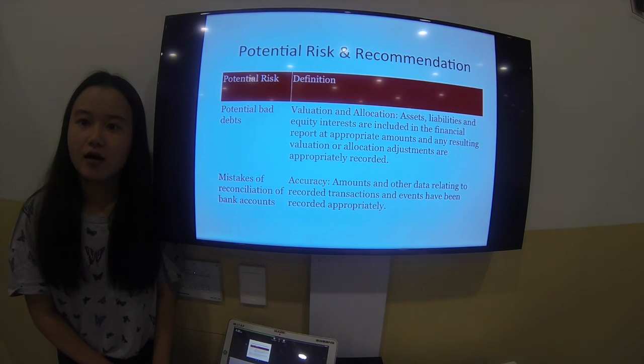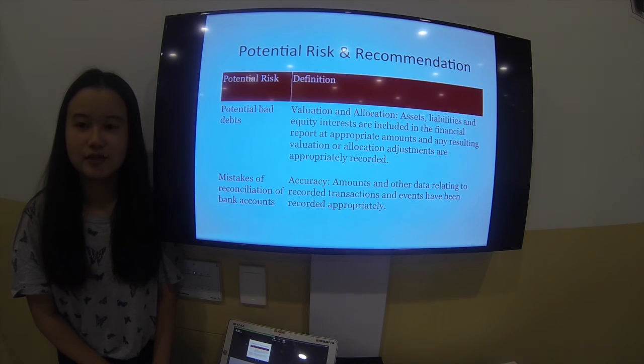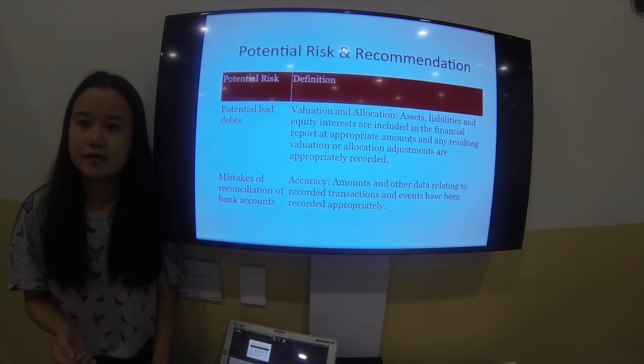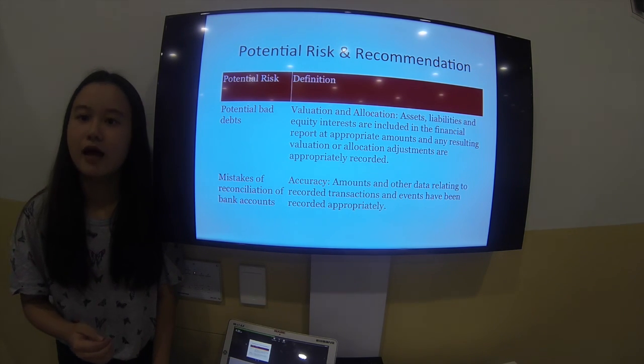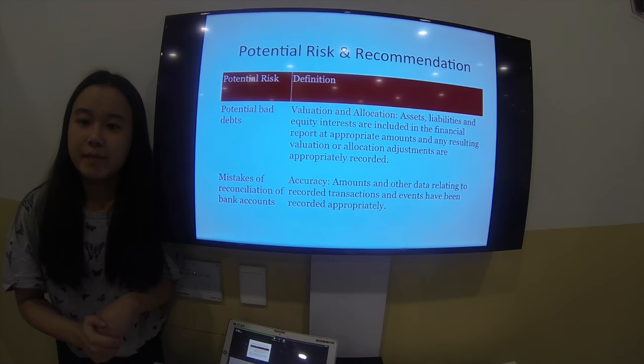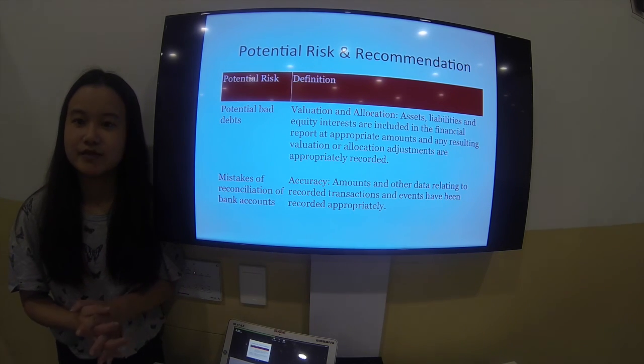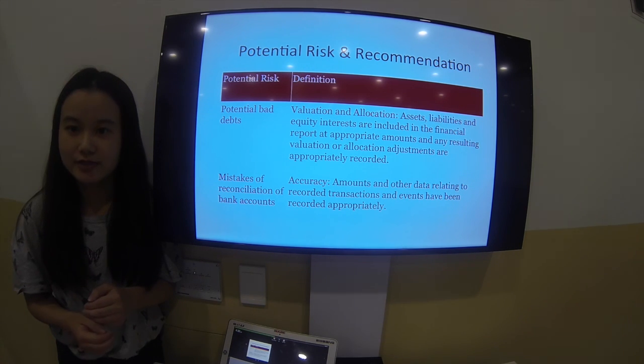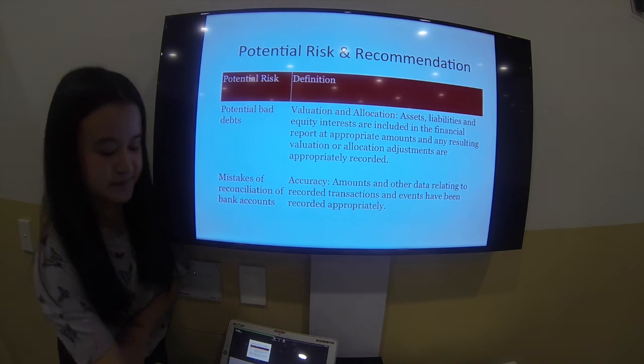Potential bad debts are related to valuation and allocation, which requires that assets, liabilities, and equity interests are included in the financial reports at appropriate amounts, and any other resulting valuation and allocation adjustments are appropriately recorded. Potential mistakes of reconciliation of bank accounts are related to accuracy of financial information, which requires that amounts and other data relating to recorded transactions and events have been recorded appropriately.